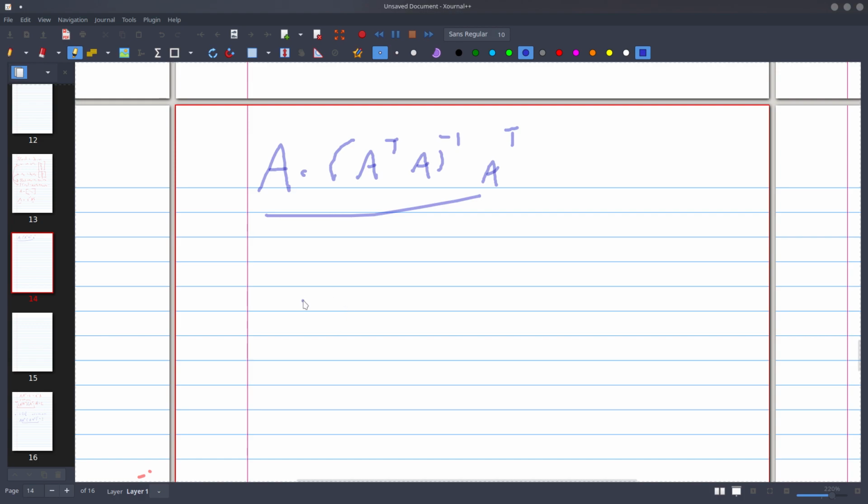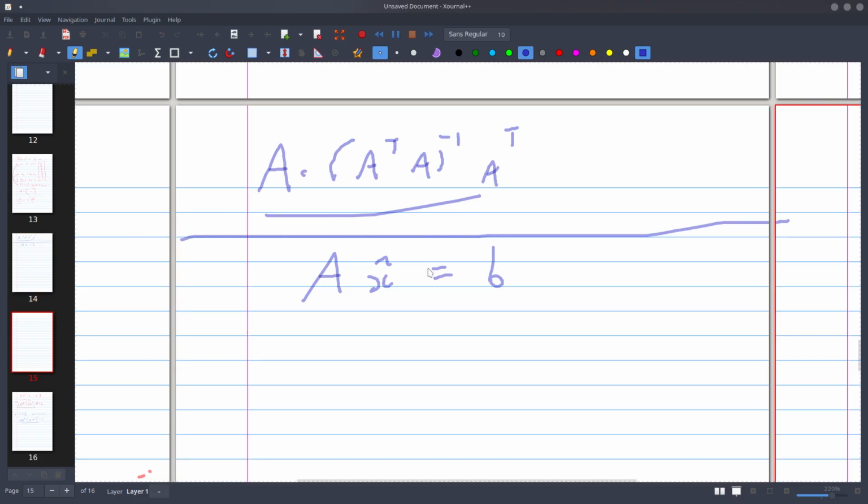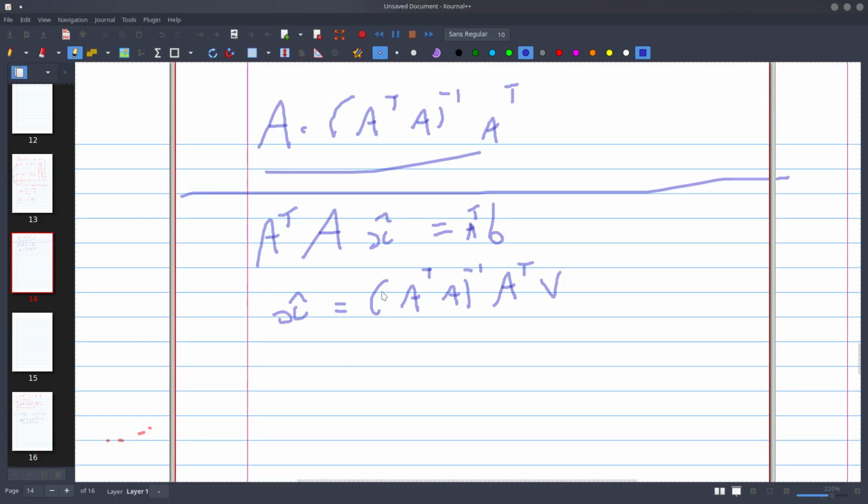If we had A x hat equals b, I'm just going to do a brief review of the projection chapter. Then you multiply both sides by A transpose, right? And we've seen where this comes from before. I'm not going to go over the proof for this. And so x hat is just going to be what? A transpose A inverse A transpose b. Okay, I hope this is starting to come together now.